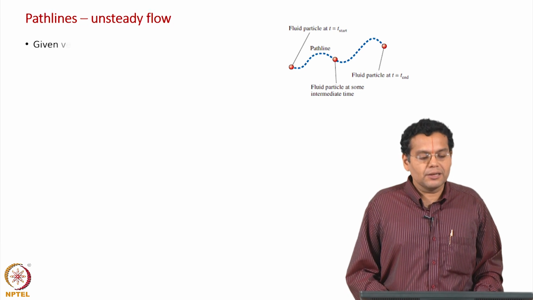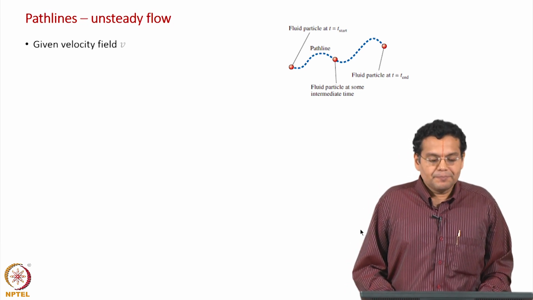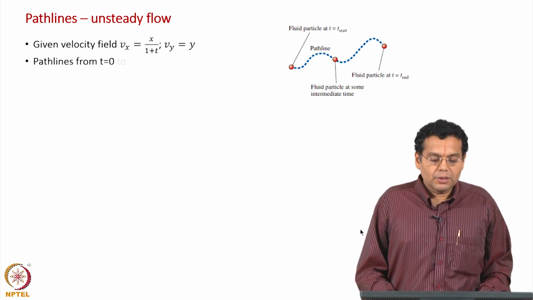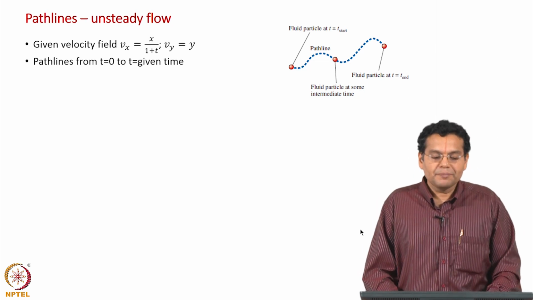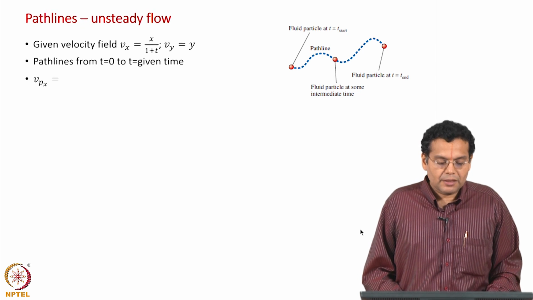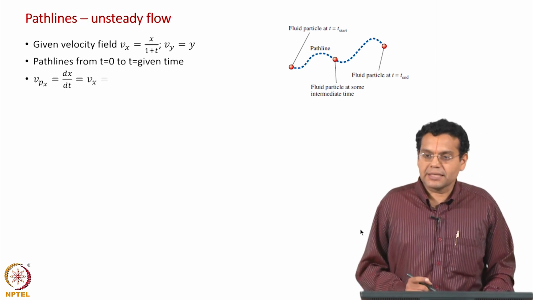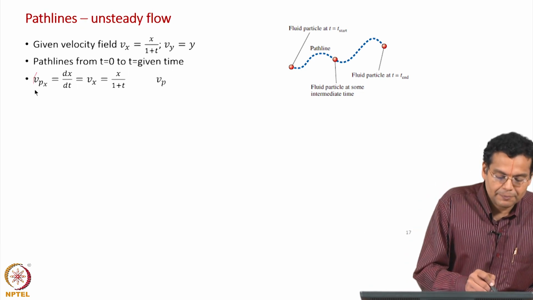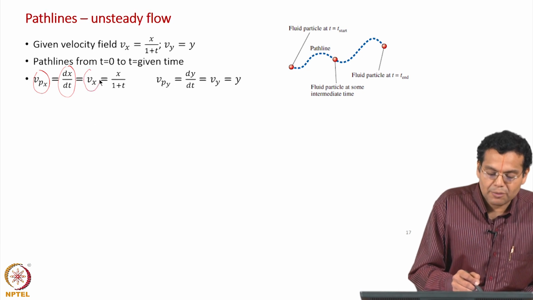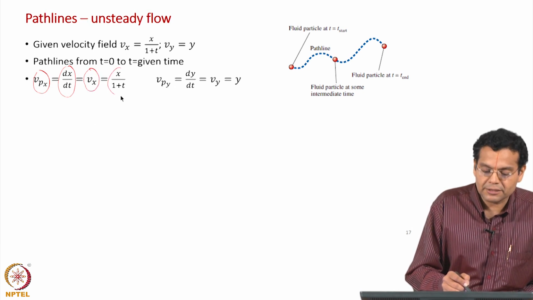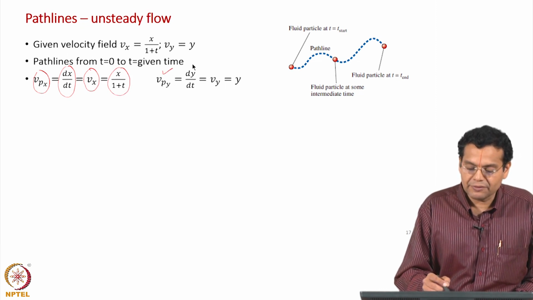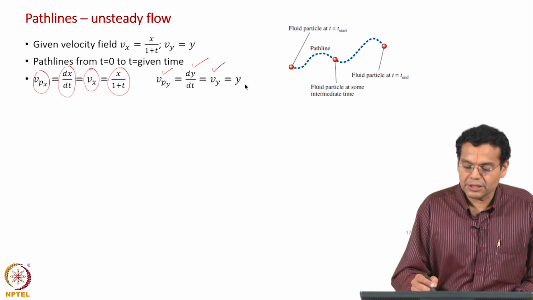So, we start with the given velocity field V x equal to x by 1 plus t and V y equal to y. Now, path lines from t equal to 0 to given time t, which I have seen earlier. These steps are similar to the previous example. The velocity of the particle is equal to the rate of change of its x coordinate, which is equal to the x component of the velocity field, which is equal to x by 1 plus t. Similarly, in the y direction V p y, dy by dt is equal to V y is equal to y.